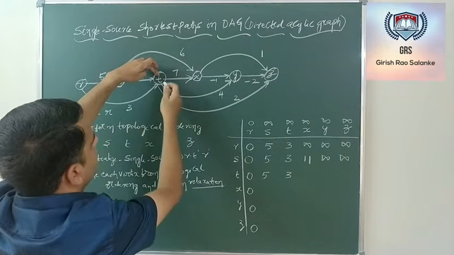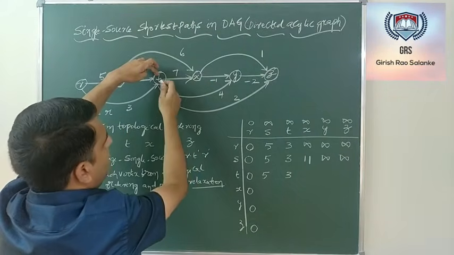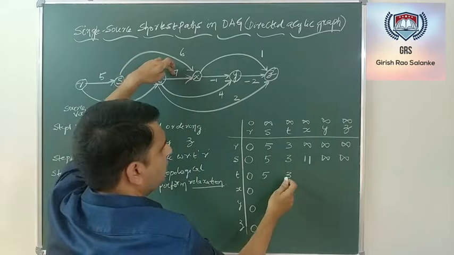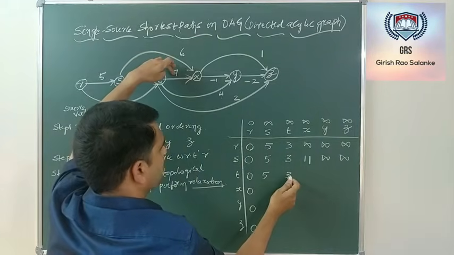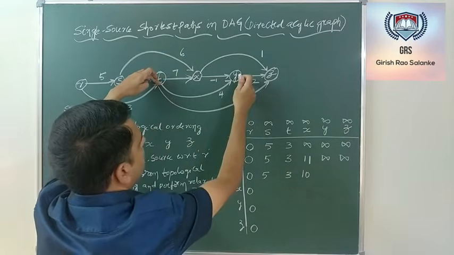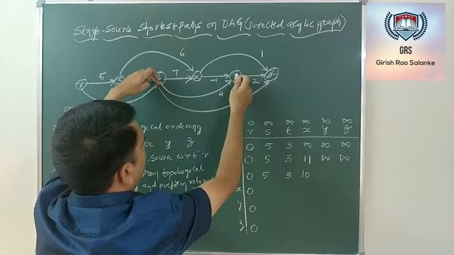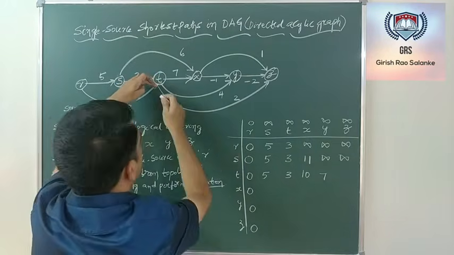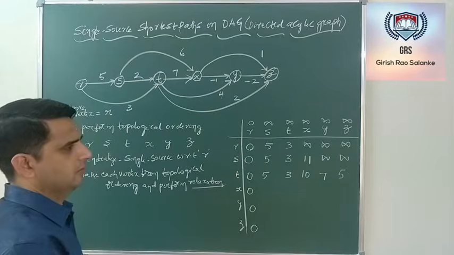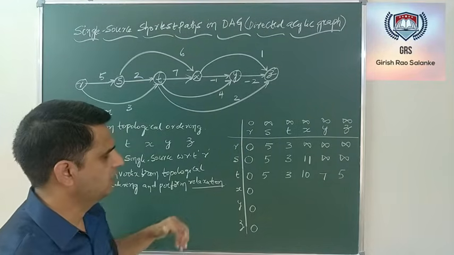Now there are edges from T to X, and from T to X and T to Z. T to X is 7. So what is the shortest distance to T? It was 3. 3 plus 7 is 10. Next, 3 plus 4 is 7. Next, 3 plus 2 is 5. This is about the third iteration.